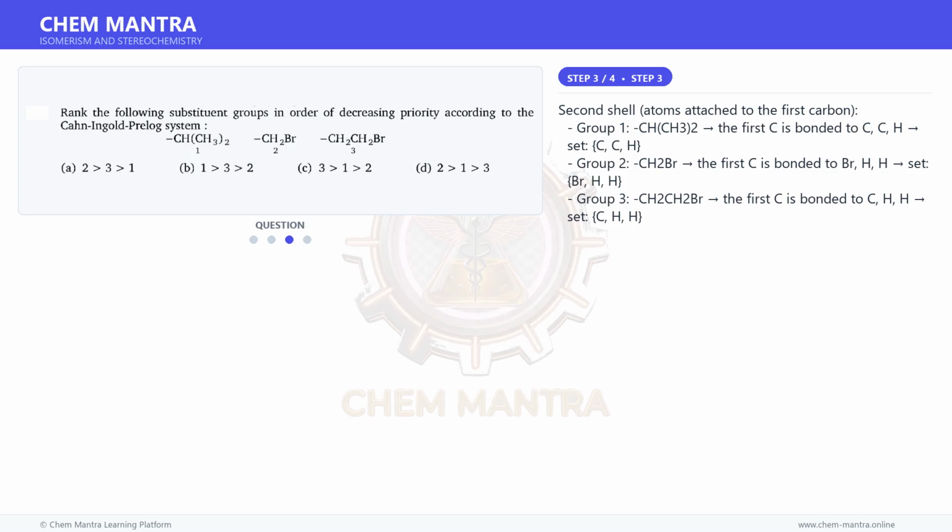Moving on to the next step. Second shell, atoms attached to the first carbon. Group 1, CH(CH3), the first C is bonded to C, C, H set: C, C, H. Group 2, CH2Br, the first C is bonded to Br, H, H set: Br, H, H. Group 3, CH2Br, the first C is bonded to C, H, H set: C, H, H.